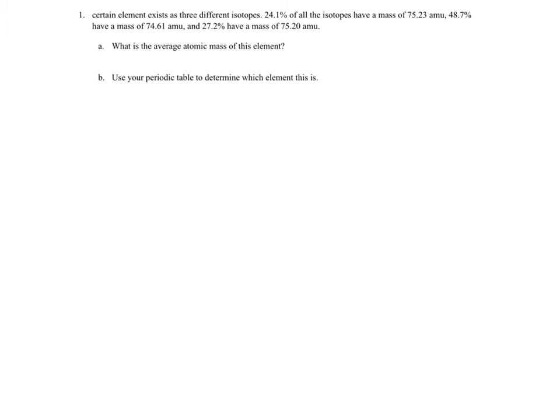Okay, I'm going to do these problems a couple different ways just so that you have some experience with each one. This one says, what is the average atomic mass of this element when we got this amount? So I'm going to just say that 24.1 out of every 100 have a mass of 75.23 AMUs.